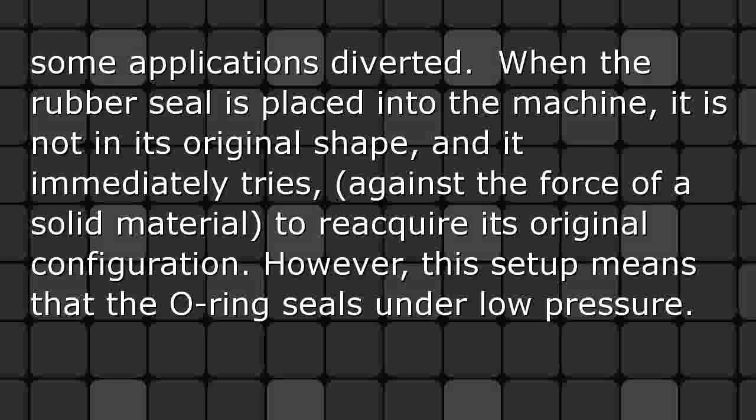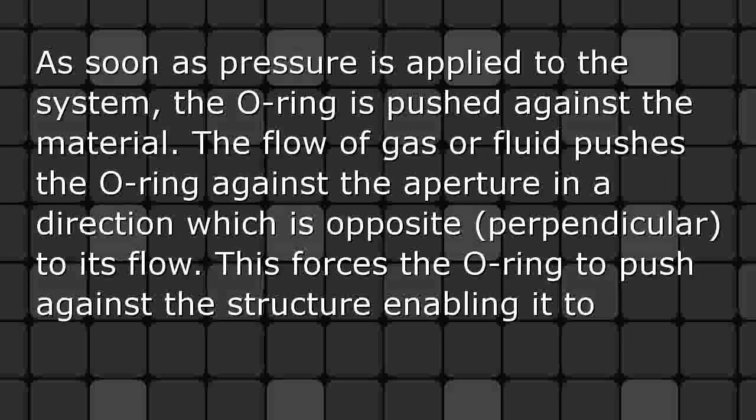However, this setup means that the O-ring seals under low pressure. As soon as pressure is applied to the system, the O-ring is pushed against the material. The flow of gas or fluid pushes the O-ring against the aperture in a direction which is opposite perpendicular to its flow. This forces the O-ring to push against the structure, enabling it to withstand the pressure of the flow and seal the fluid medium inside or outside the device.